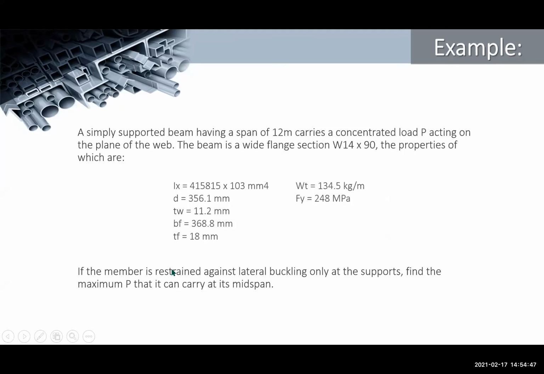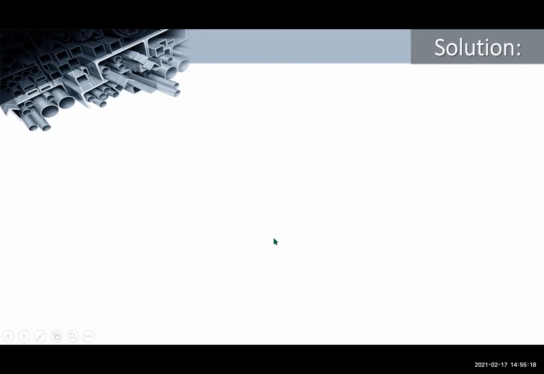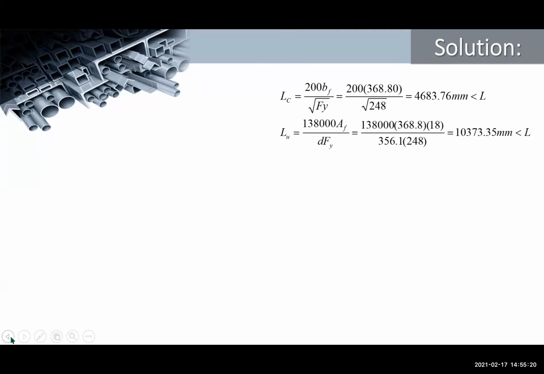So, yun, let's have an example. Simply supported beam having a span of 12 meters carries a concentrated load P acting on the plane of the web. The beam is a wide flange section, W14 by 90. The properties are, so if the member is restrained against lateral buckling only at the supports, find the maximum P that it can carry at its midspan. So yun.